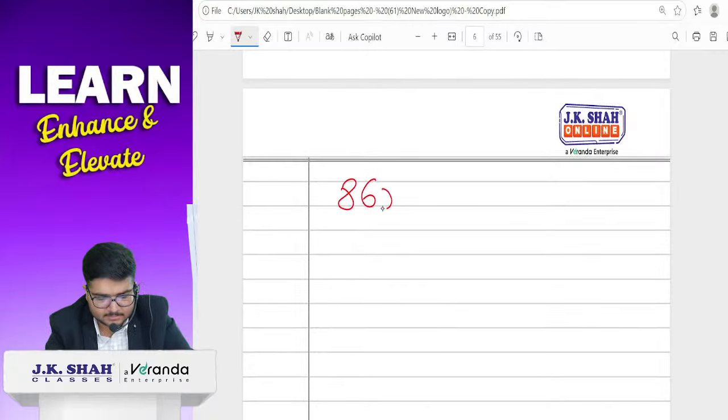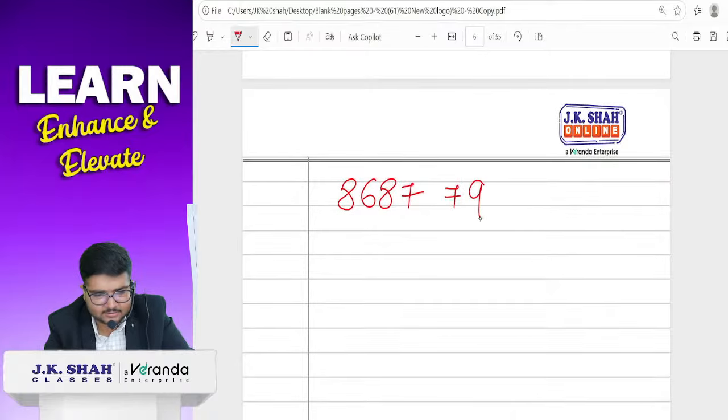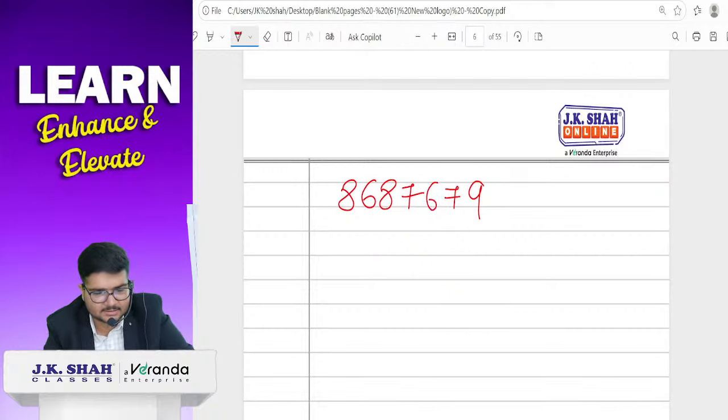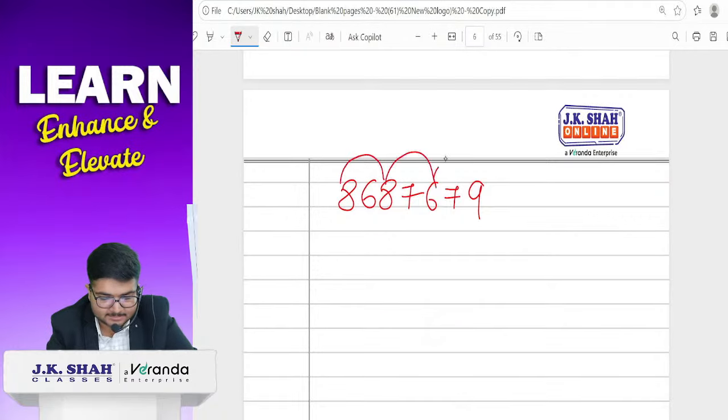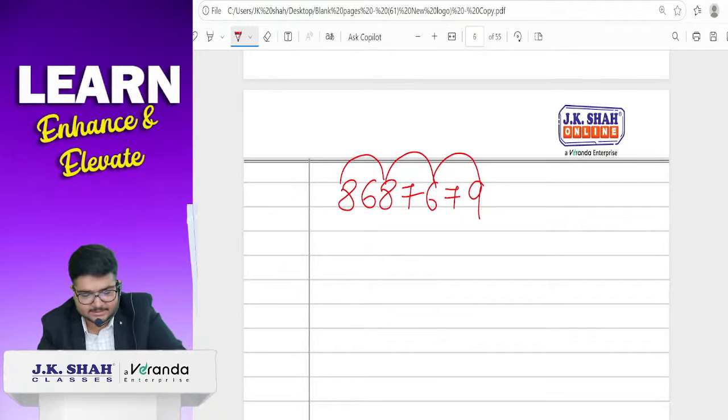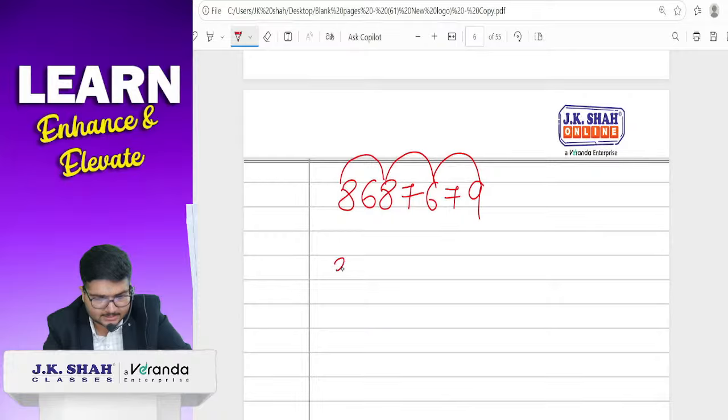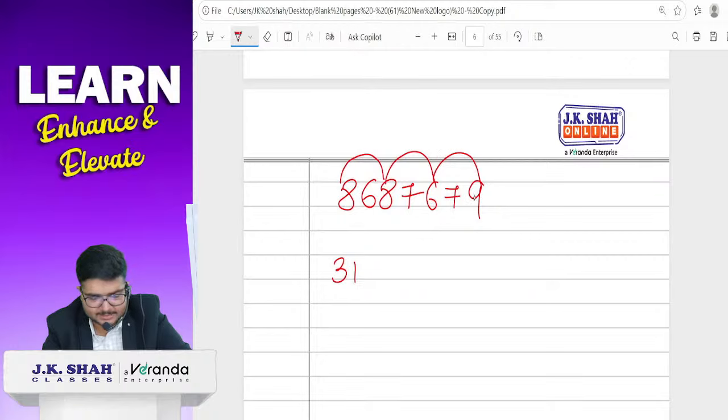Let us do the sum again. 8 plus 6 plus 8 plus 7. Let us add all the digits. This is the number, right? Let us add all the numbers. 8 plus 8 plus 6 plus 9. 8 plus 8 is 16, 16 plus 6 is 22, and 22 plus 9 is 31.